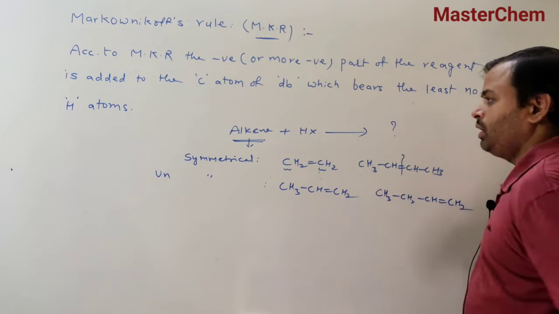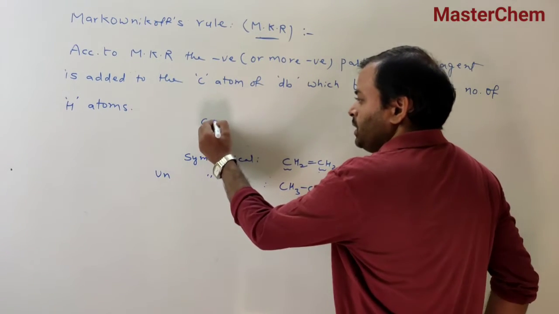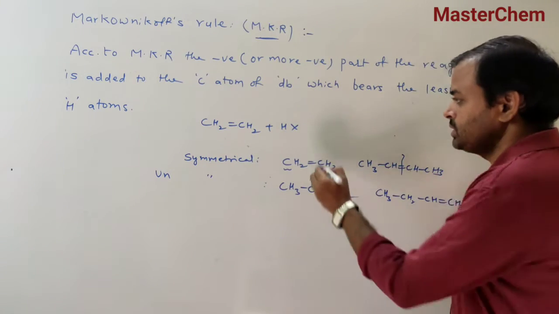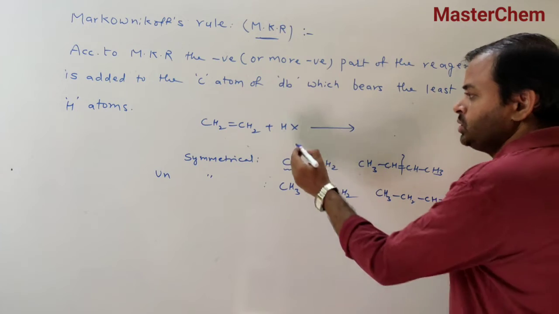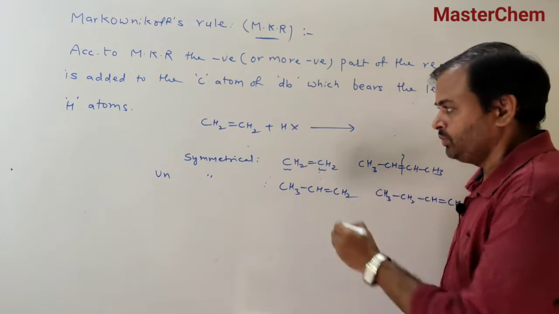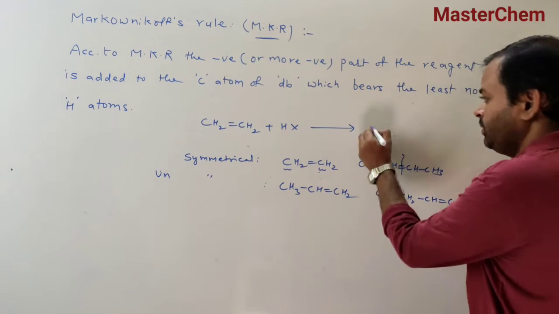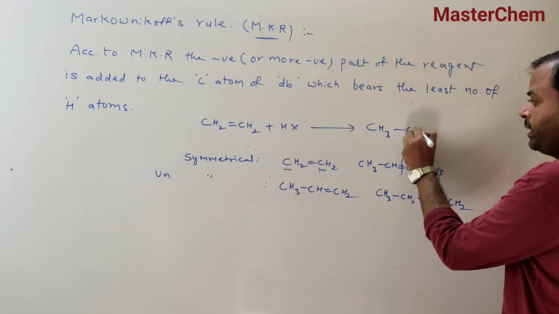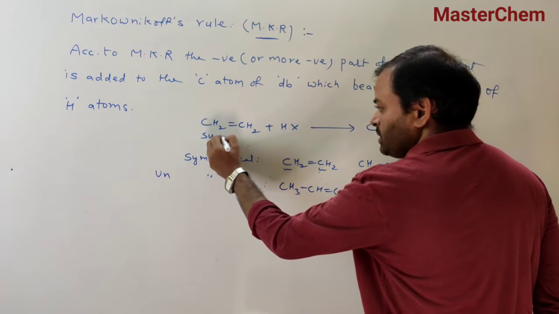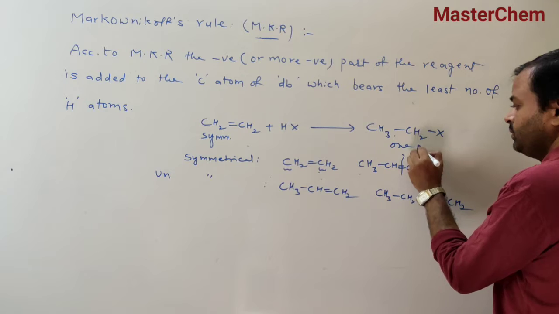If it is a symmetrical alkene, for example CH2=CH2 plus HX, attaching hydrogen to this carbon or this carbon is the same. Attaching X minus to this one or this one will lead to only one product, that is CH3CH2X. So for symmetrical alkenes, there will be only one product.